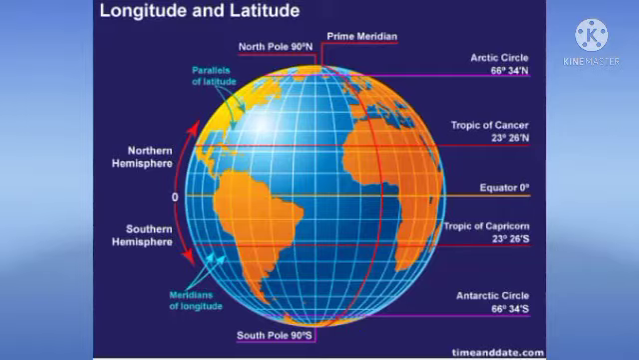So the world is divided into 360-degree longitude lines and 180-degree latitude lines. 0-degree latitude is called the equator. Above the equator we have 90 degrees and below the equator we have 90 degrees. So above the equator we have 90 degrees north and below the equator we have 90 degrees south. The equator bisects the entire earth into two equal parts horizontally.